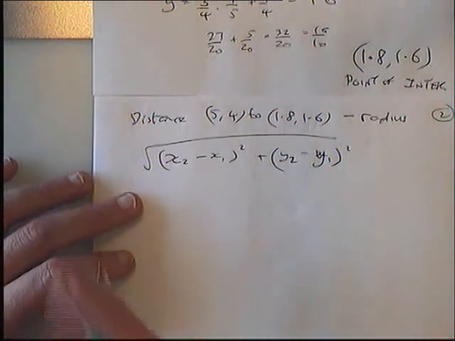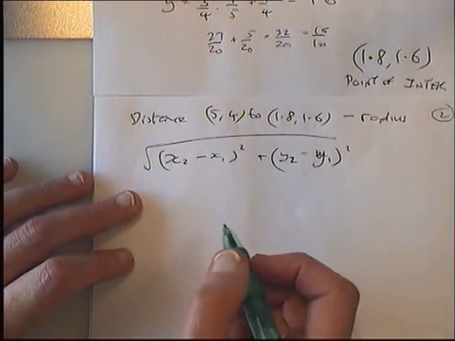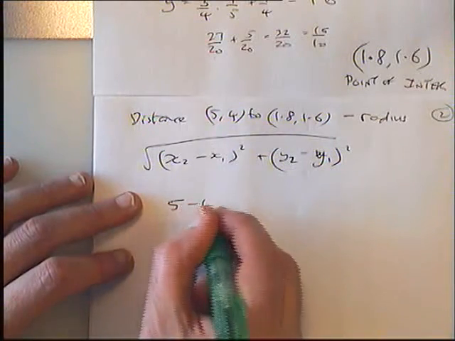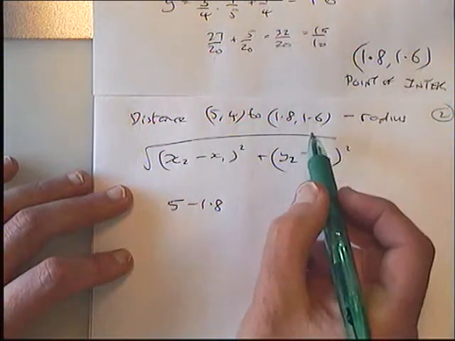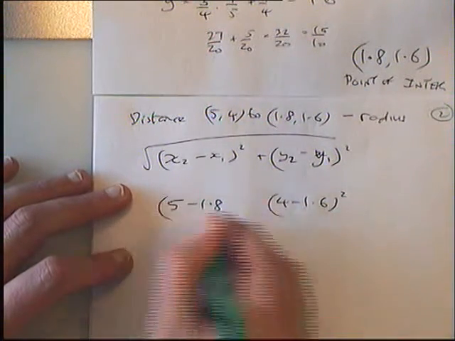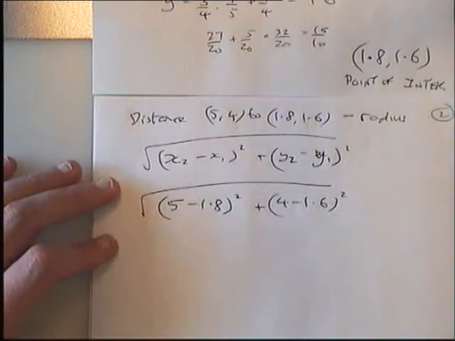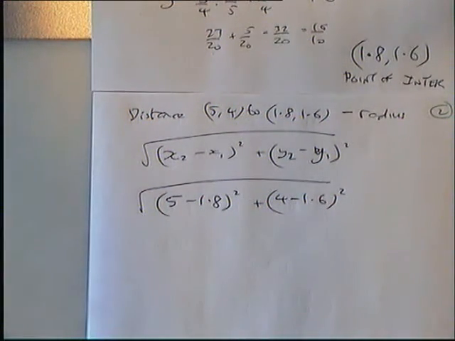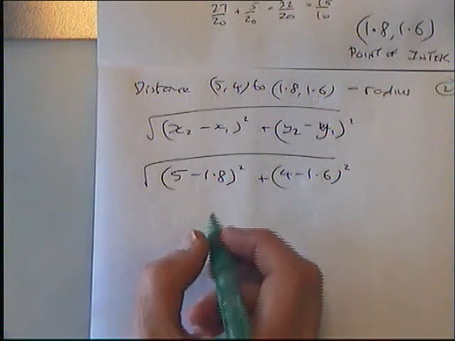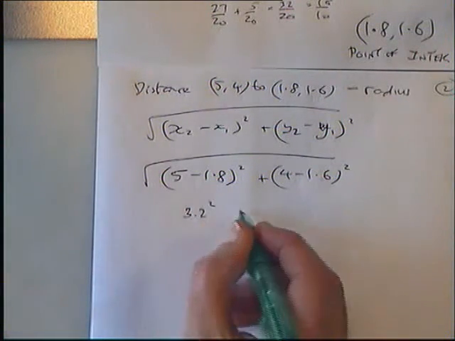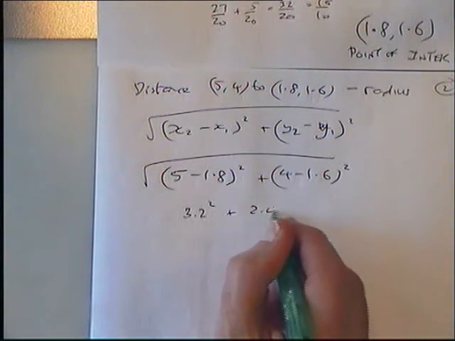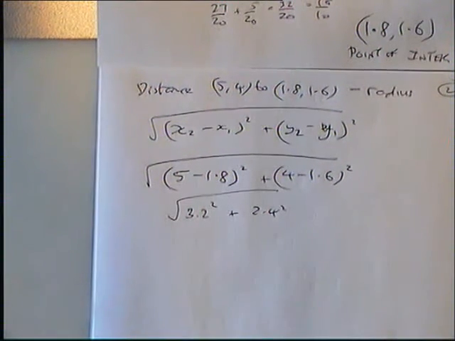So you can swap the 1s and the 2s around, it doesn't matter, as long as you do it the same way. This one here has got larger numbers in than this one, so I'll start with this one. The difference in the x's is 5 take away 1.8. The difference in the y's is 4 take away 1.6. Each of those needs squaring, adding, and then square rooting. That will give me the distance between them. 5 take away 1.8? 3.2. 4 take away 1.6? 2.4. Yep. That needs to be square rooted.